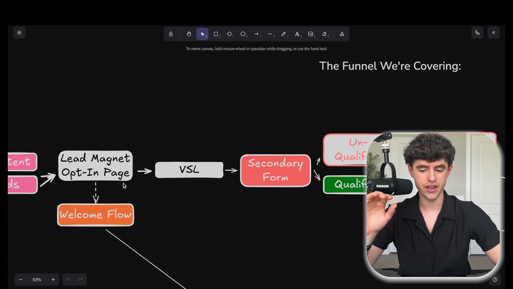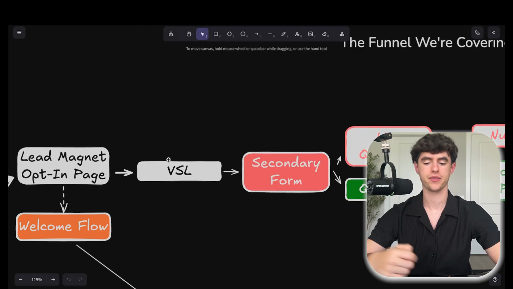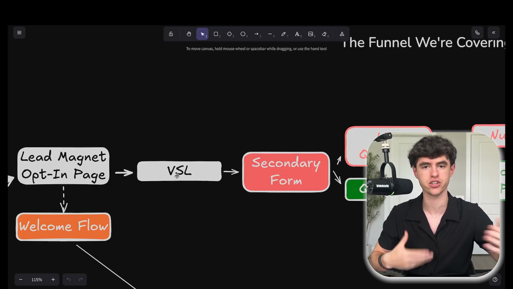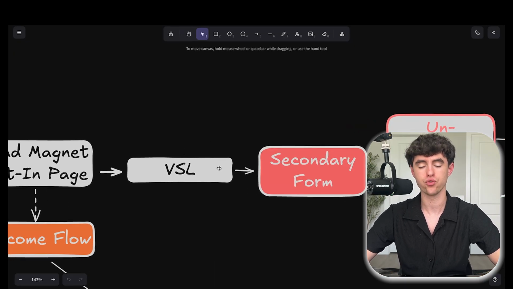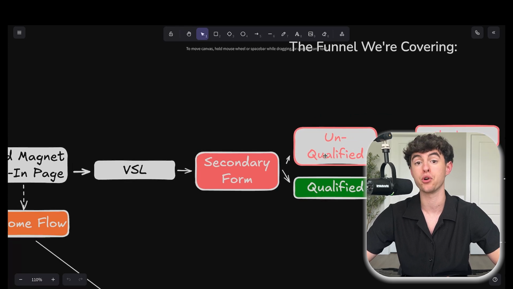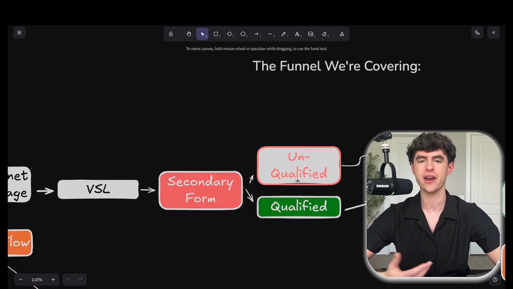But simultaneously, as soon as they get sent into the welcome flow, they're also going to be redirected to a VSL. A VSL is basically a video sales letter that deepens the pain points. It touches deeper on who you are, what you're about. And it's basically going to redirect them to a no-brainer next step to book in a secondary form where you qualify leads to book a call with you. You're going to ask them some more questions. When are you looking to sell? How many bedrooms? How many bathrooms?